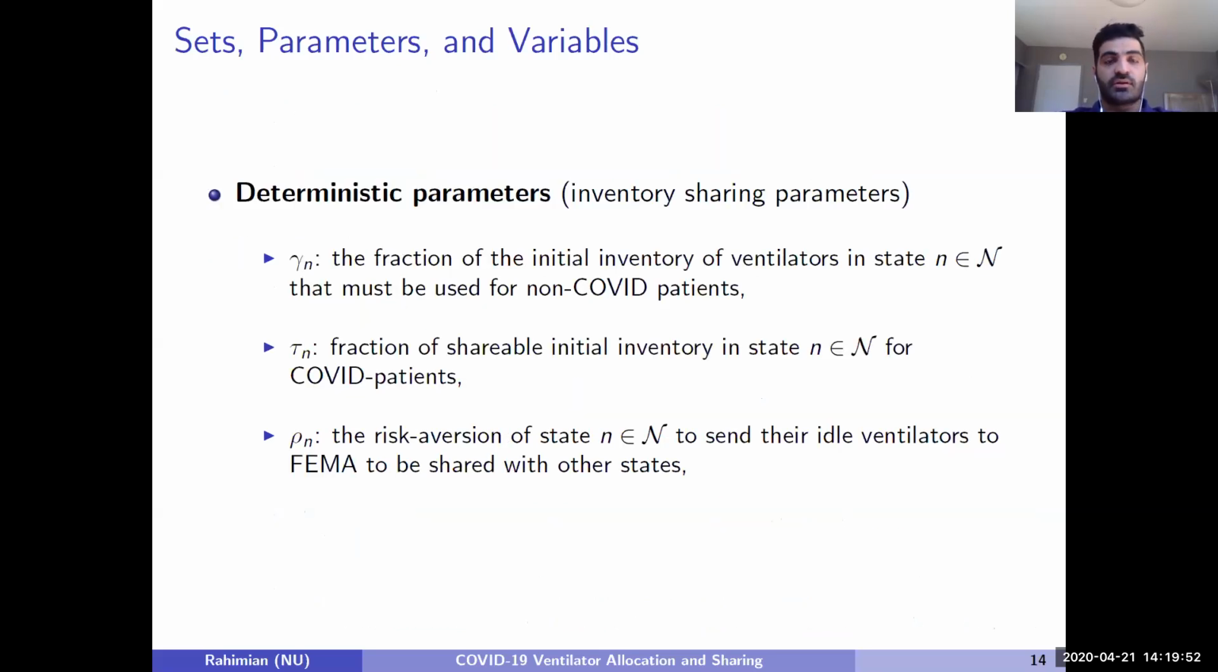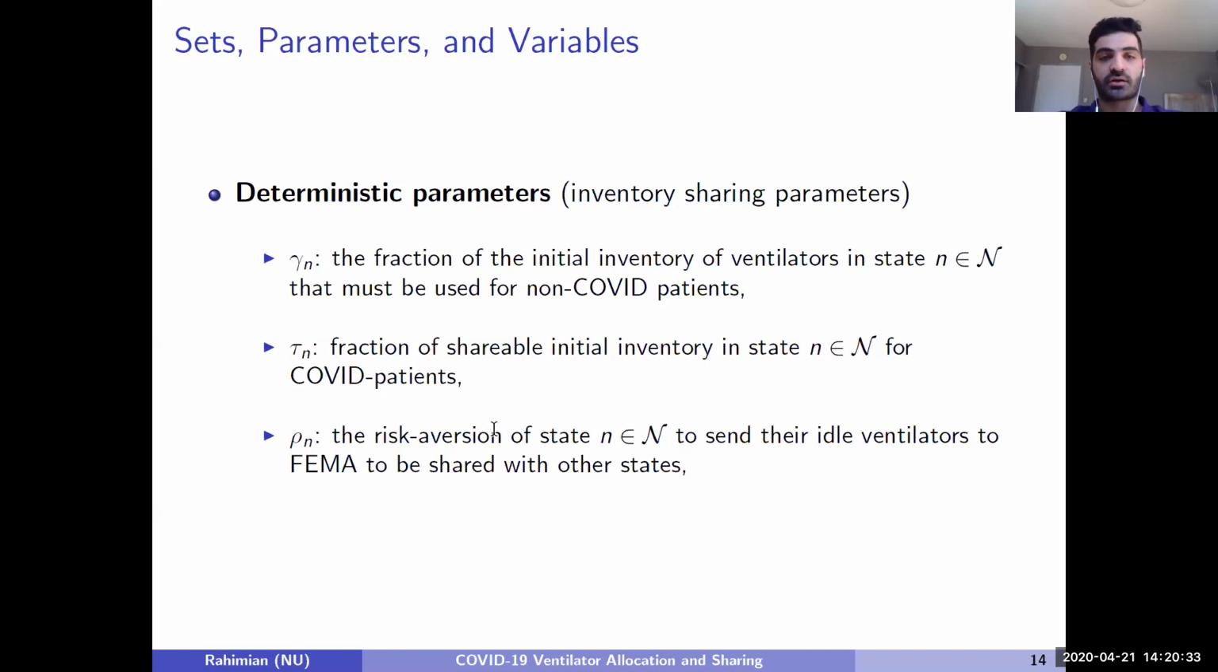We also have some other deterministic parameters, which I believe are the most important parameters that we have considered in our model, which basically are about how the sharing of ventilators happen between the states. If you remember, we have some historical inventory at each state, and part of that inventory must be used for non-COVID patients that capture this gamma parameter. The states have control over their initial inventory, on how much of this initial inventory they would like to share with the other states. That fraction is captured with this tau parameter.